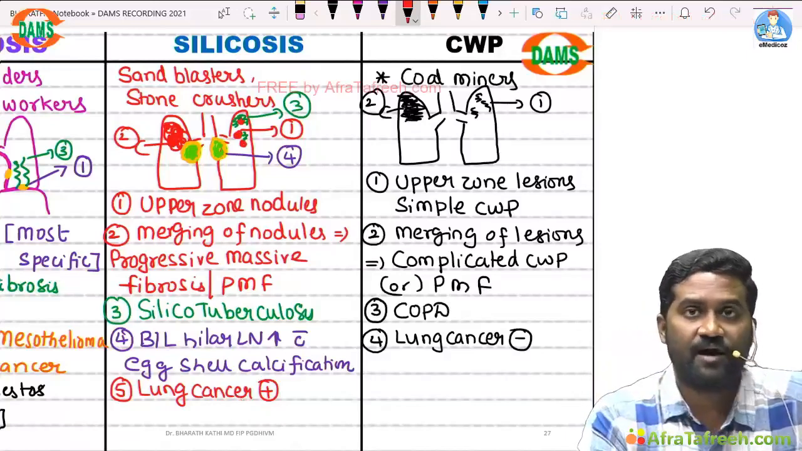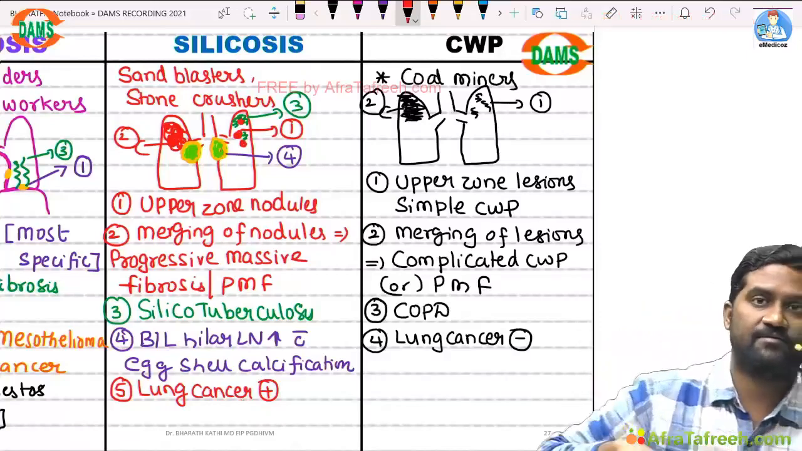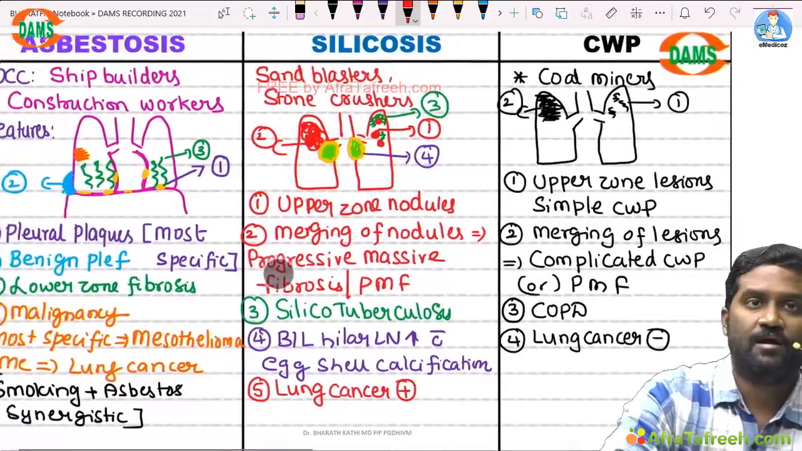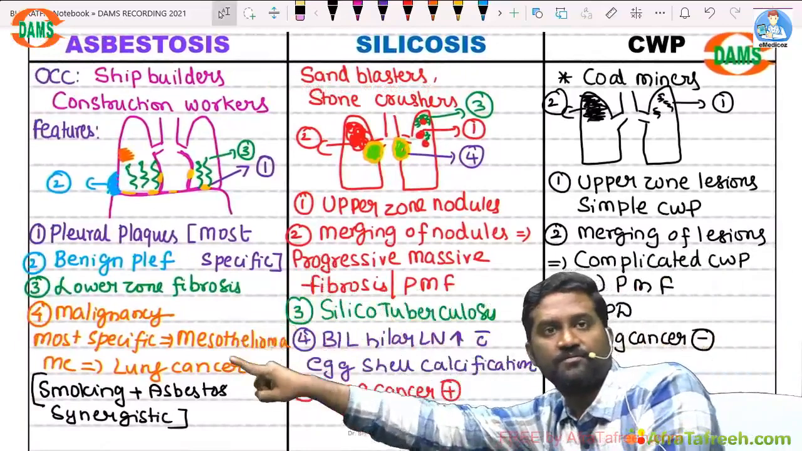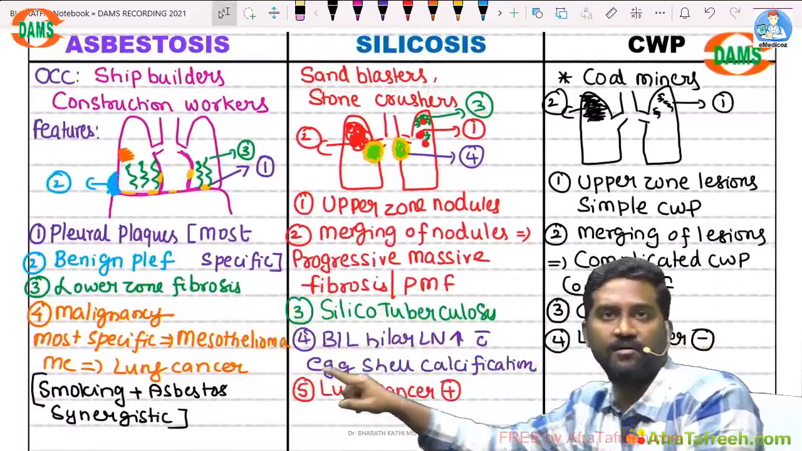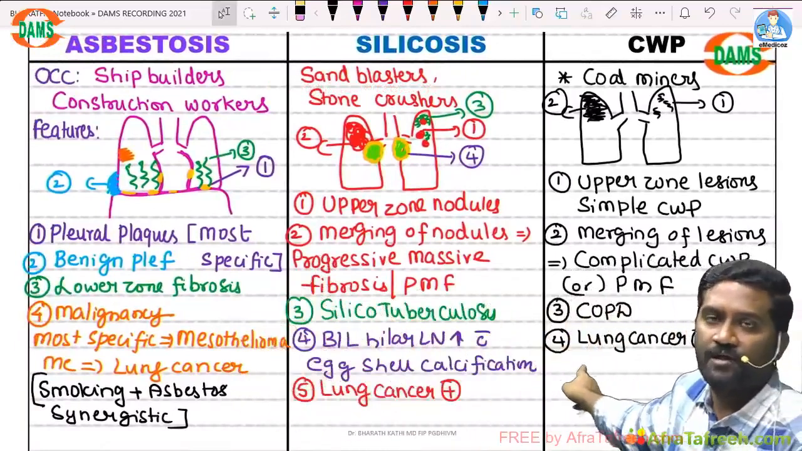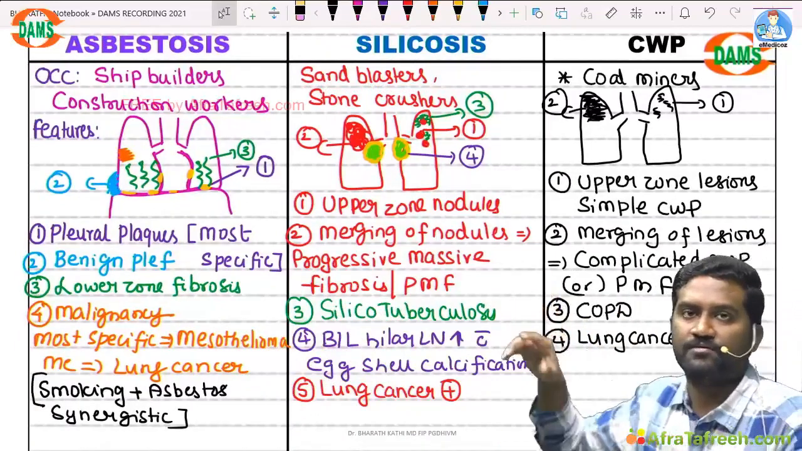So which has the highest lung cancer risk? This is very, very important. Out of these three, the highest risk of lung cancer is asbestos. Lowest will be coal workers pneumoconiosis.